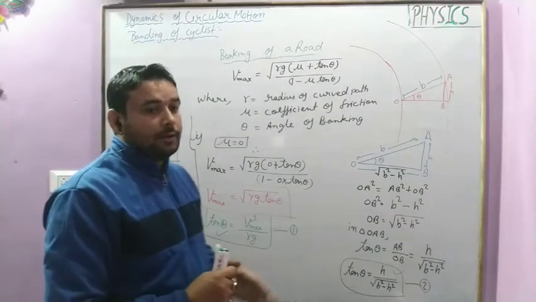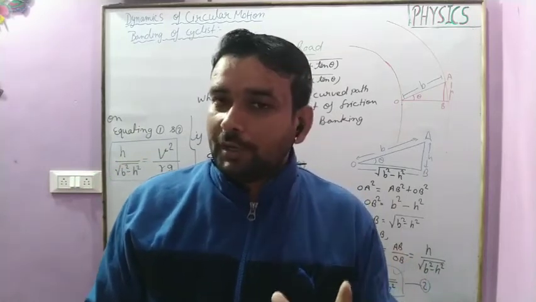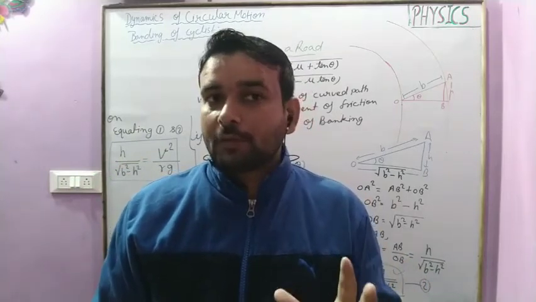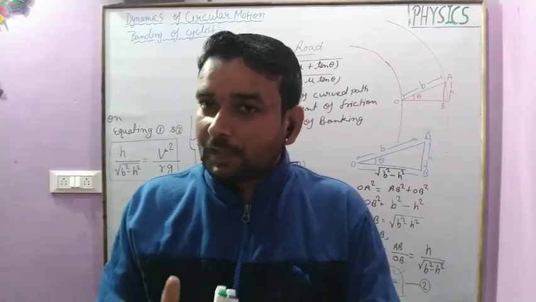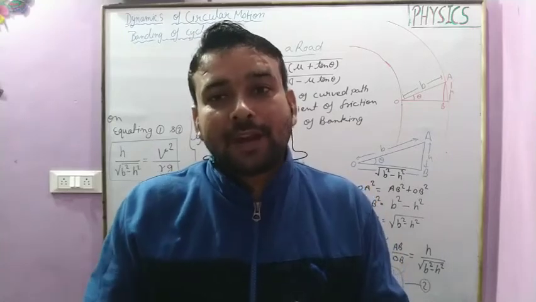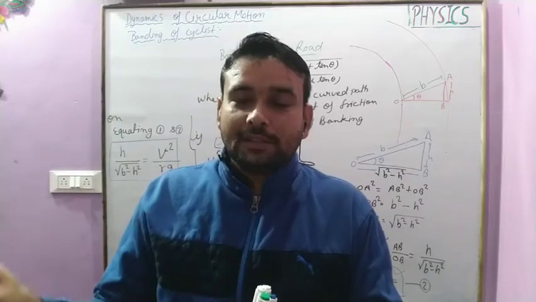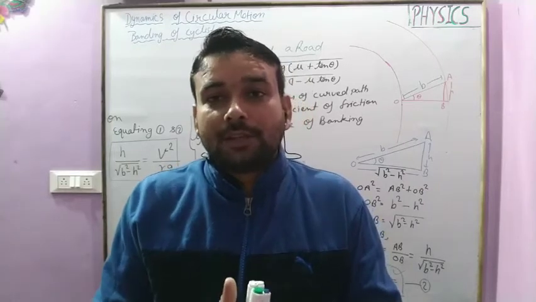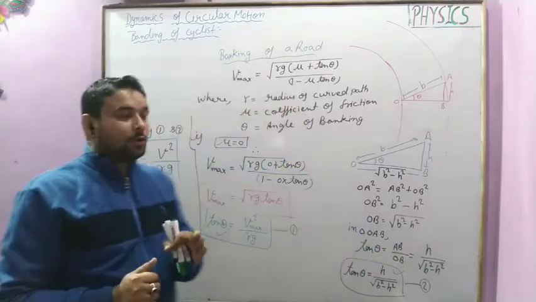Usually, as we discussed earlier also, banking is used only to protect against accidents, and it also provides the required centripetal force to move a vehicle on a circular track at usually high speeds. Clear? Just note down this topic.